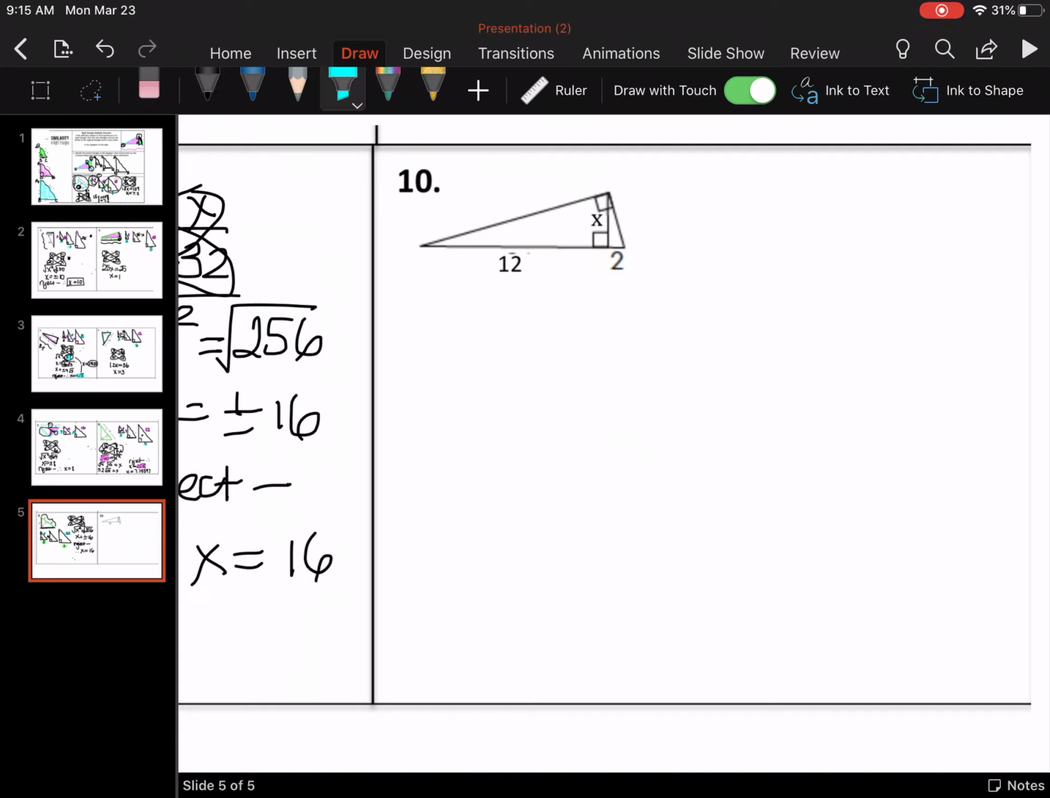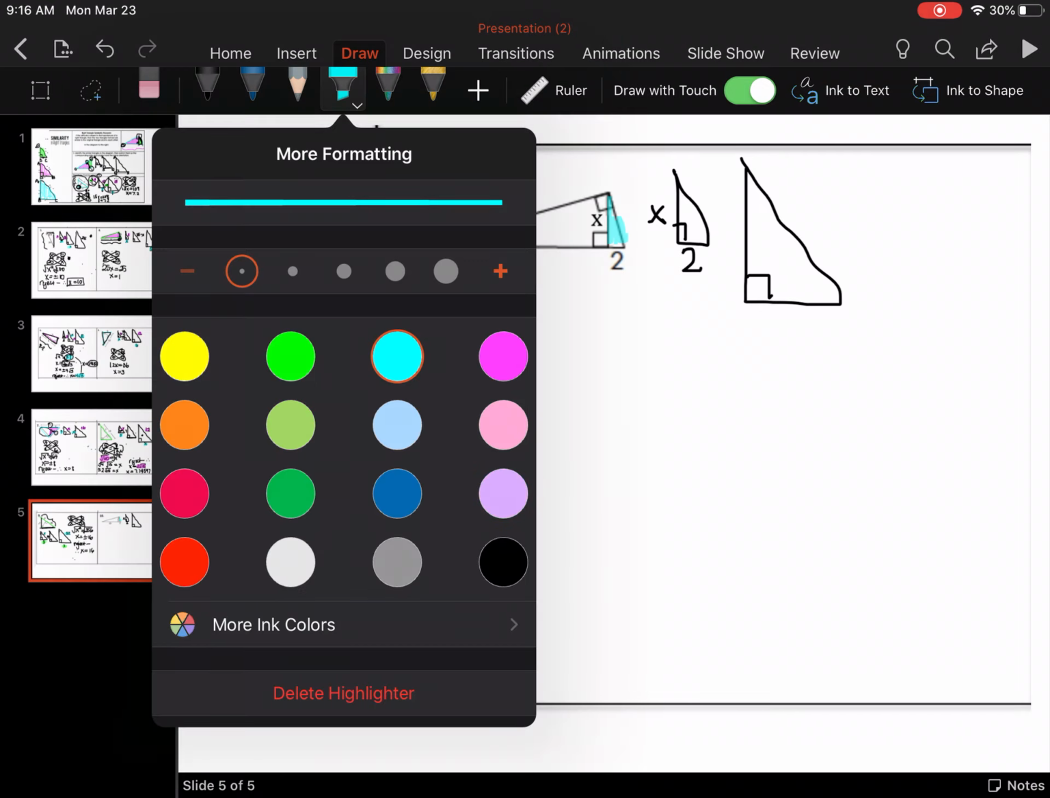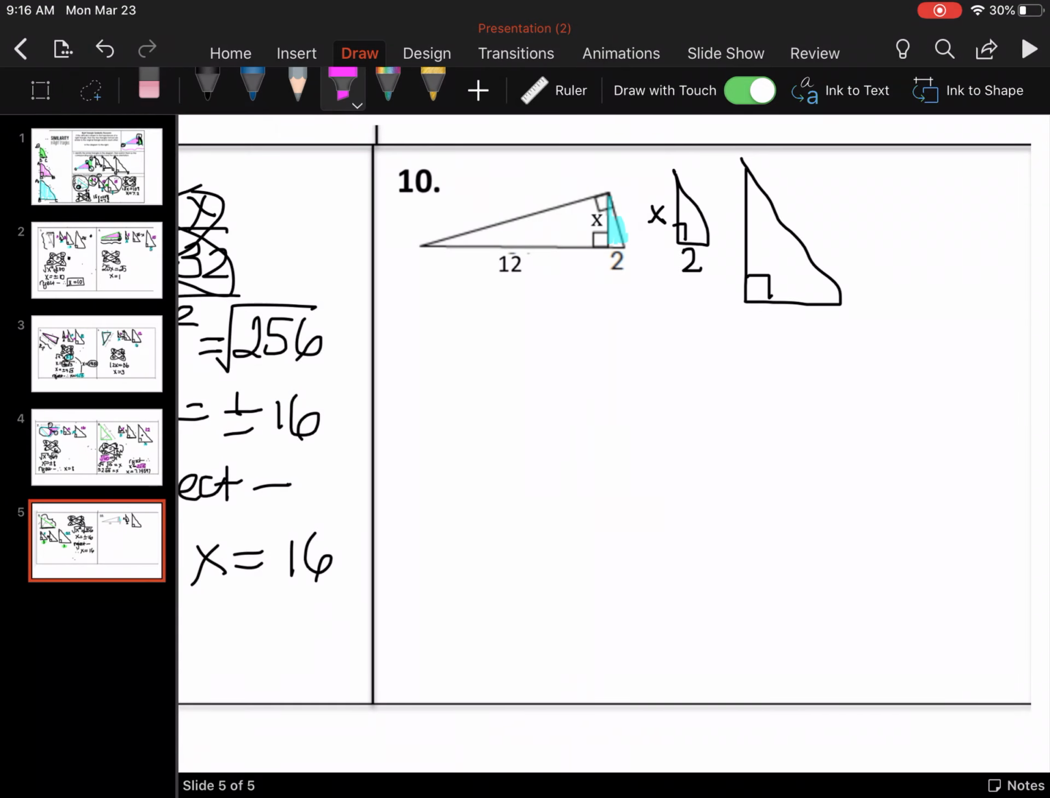Little, medium, big. There's our little. Smallest is 2. Height is x, and we don't know the hypotenuse. Medium. You know what you guys can do is you can always pause this, try it on your own, and then check your answer with mine to see if you got the same thing as me.